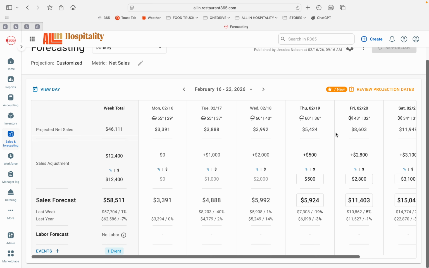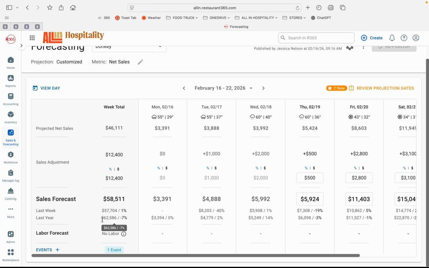Up top here is your final line of what you're projected based off of the forecast that is pulled from the last few weeks. You can see any adjustments that you make manually here, whether it's by the percent or by the dollar. And then your final sales forecast for the entire week. You can see that paired against what you did last week and what you did same week last year.